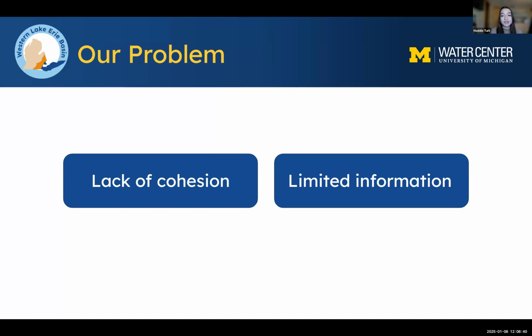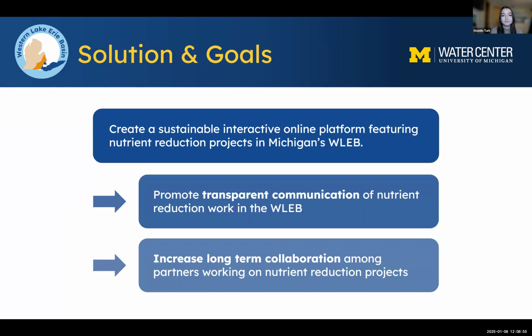Other members of the group shared this frustration, and after additional discussions, two key themes emerged as barriers to improving the health of Lake Erie: a lack of cohesion and limited public information about nutrient reduction efforts. To address these issues, Allison identified a potential solution, which is the creation of an interactive platform that gathers and shares information about nutrient reduction projects in Michigan's Western Lake Erie Basin.